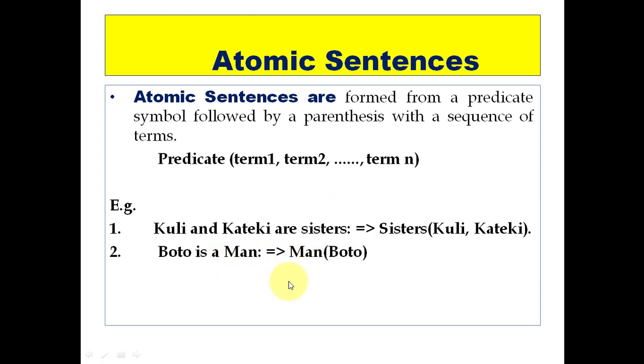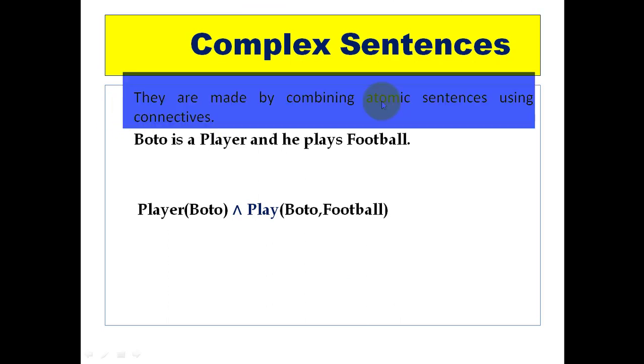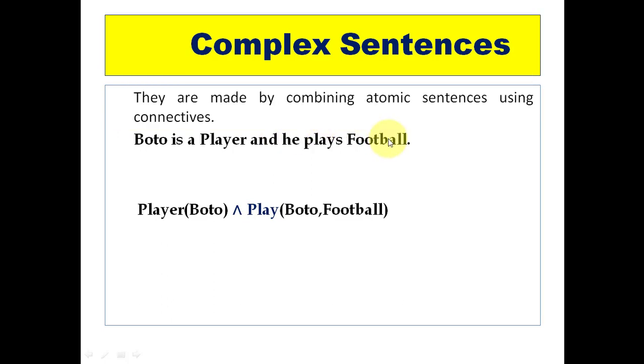Okay, so Boto is the term here and the predicate man. Then these are the atomic sentences. Now coming to the complex sentences. You know, complex sentences are made by combining atomic sentences using connectives, connectives that we have introduced in the previous lecture. So they are now being used for connecting atomic sentences.